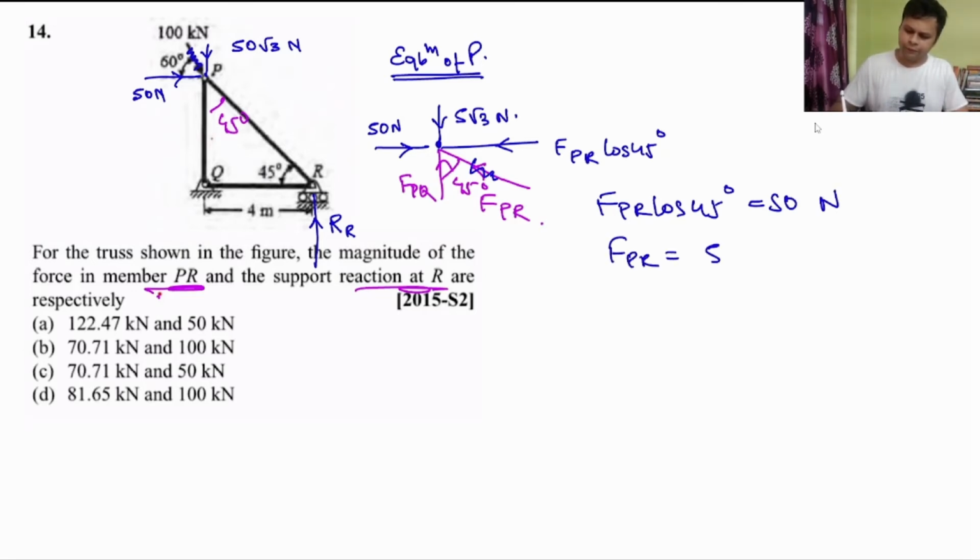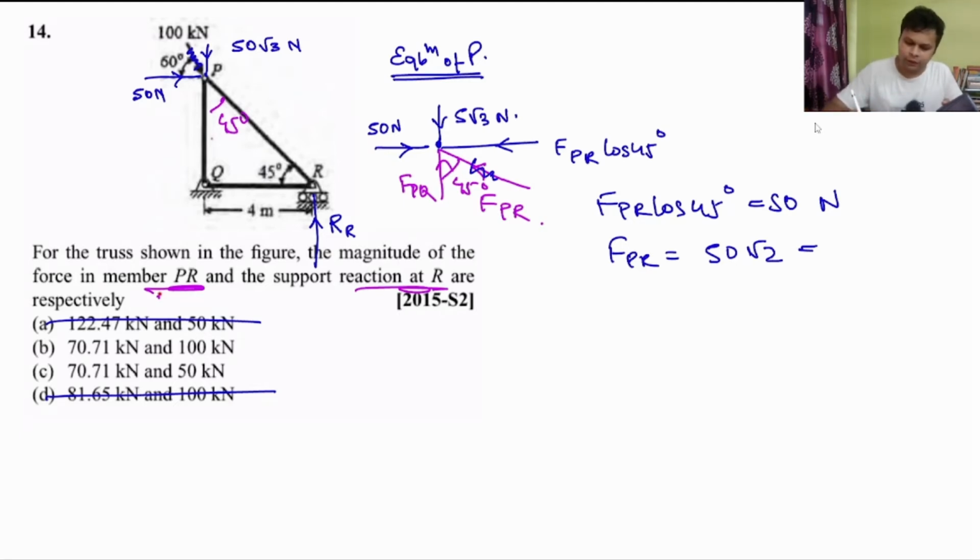So what is the value of FPR? FPR is equal to 50 into root 2. So how much is 50 into 1.41? Let us calculate. It is 70.5. Is 70.5 in the answer options? Yes, definitely near about. If you take root 2, 50 into root 2, it is coming out to 70.71. So definitely two options are now eliminated. It must be from option B and option C.